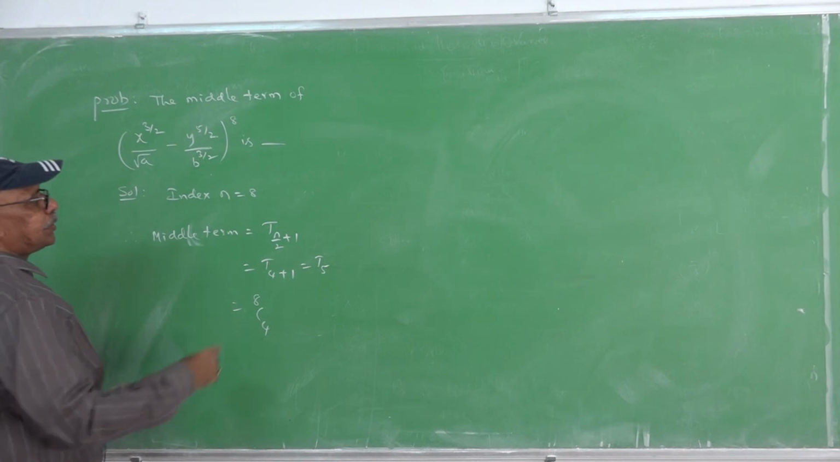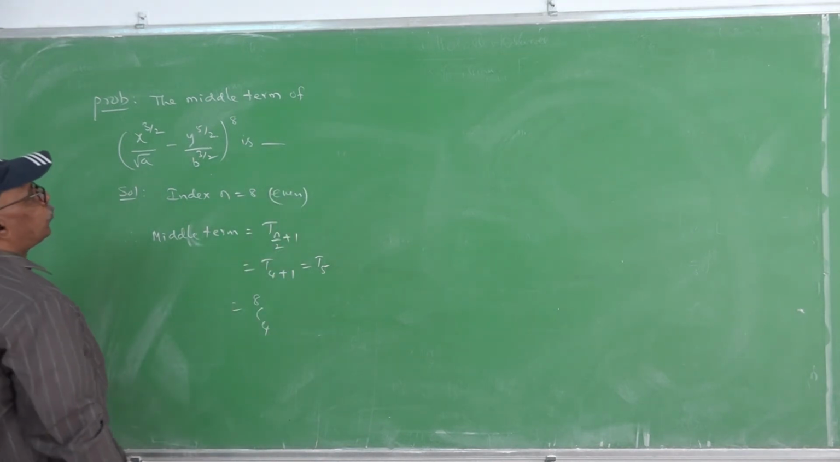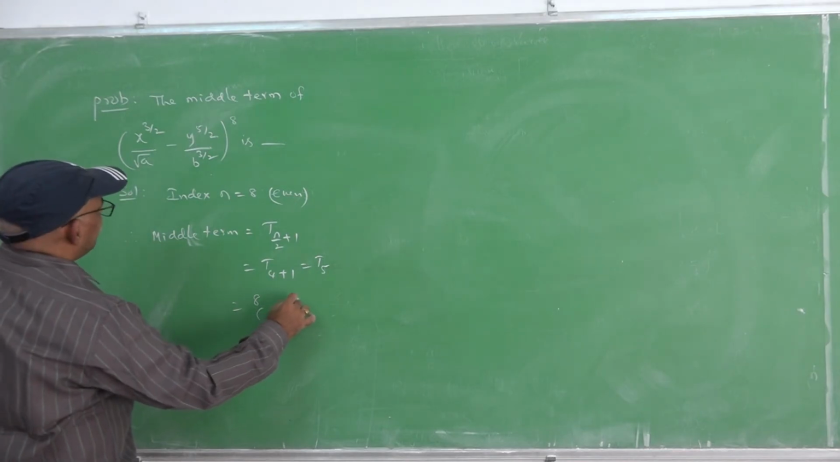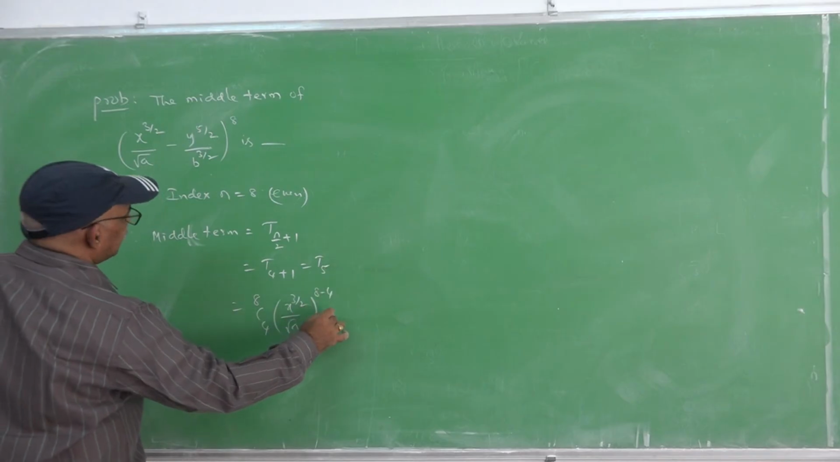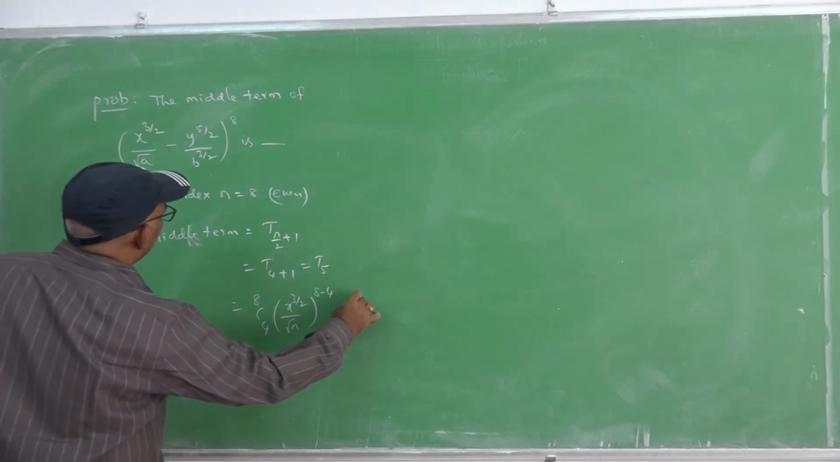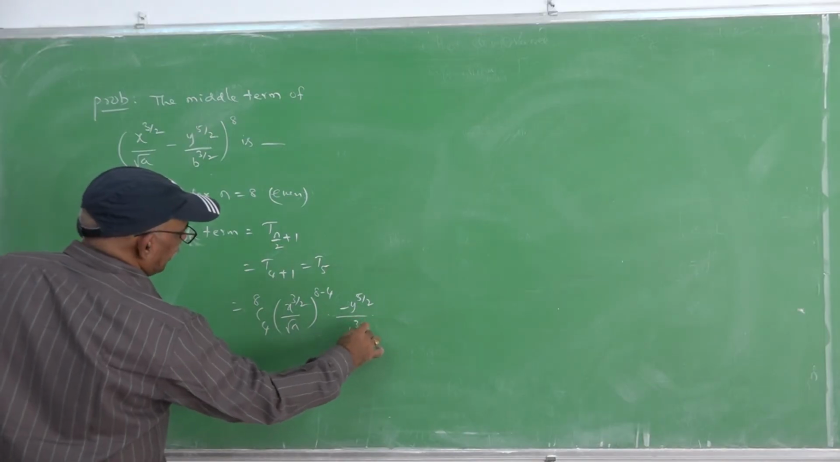In case of n being even, 8c4 x power 3 by 2 by root a whole power 8 minus 4, into minus y power 5 by 2 by b power 3 by 2 whole power 4.